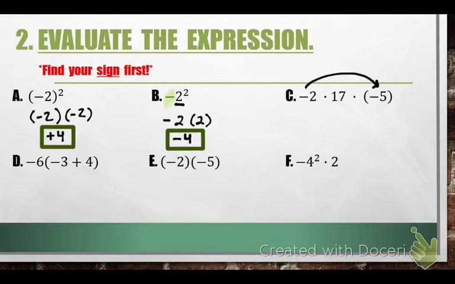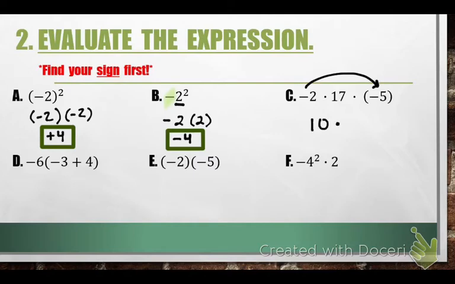So let's look at this, class. What is negative 2 times negative 5? Ten. Is it a negative or a positive? Positive. Why is it positive? Because there are 2 negatives, and that's an even number of negatives. So negative 2 times negative 5 is going to be positive 10.